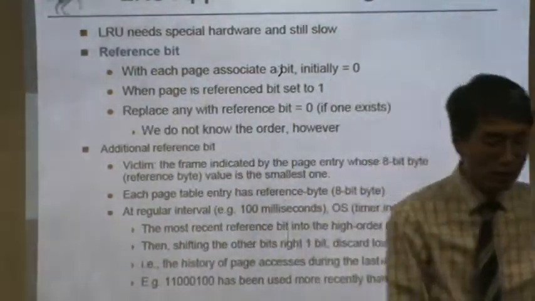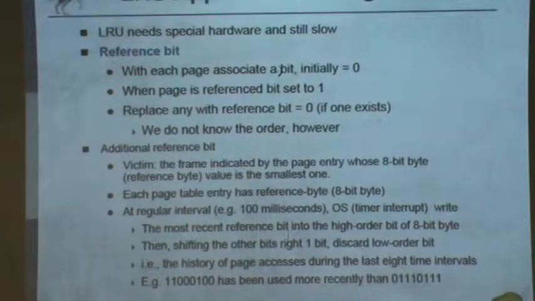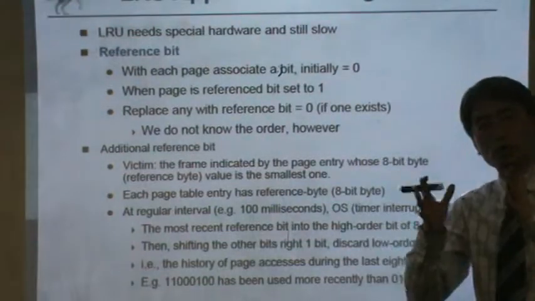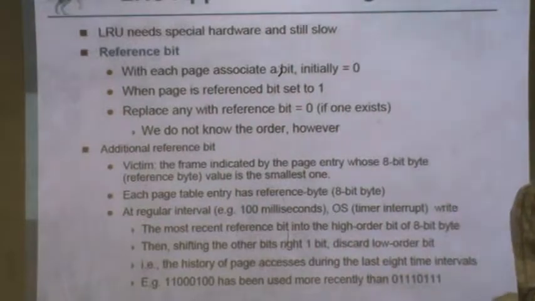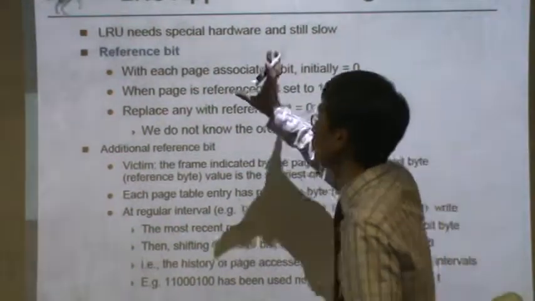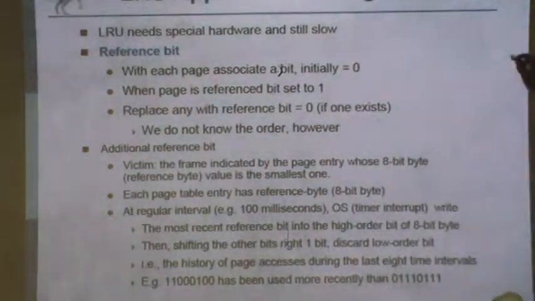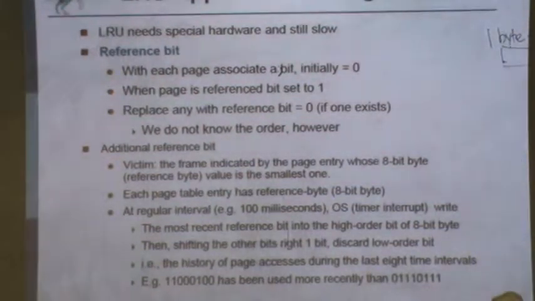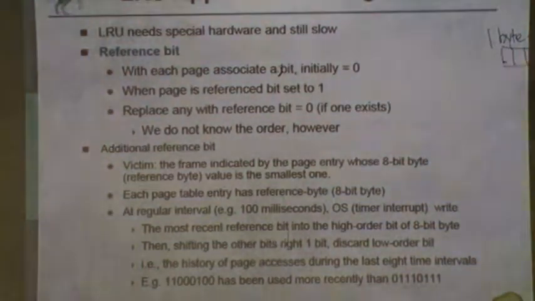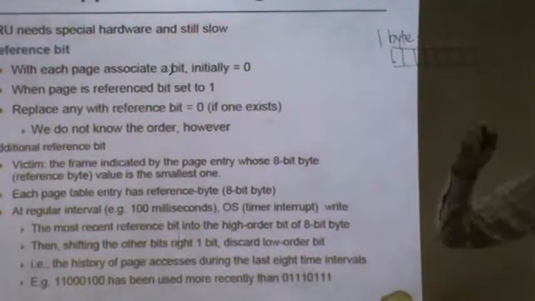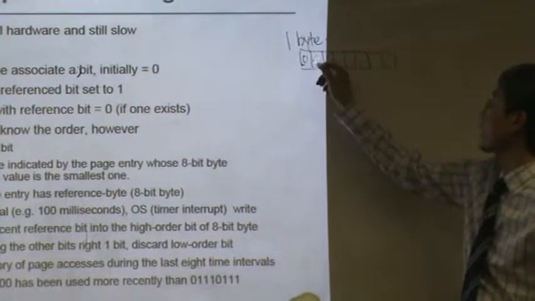So there exists the LRU approximation algorithm. Still, we would need to use a counter or a data structure, so why don't we just have a reference bit? A reference bit means each page has just 1 byte of data. And each byte has 8 bits, right? Initially it is set to 0.